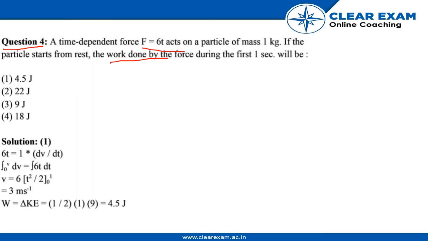We have been given the relation from here. So integration from 0 to v limits dv equals integration of 6t dt. Therefore v equals 6 into t square by 2, with limits 0 to 1. Therefore the answer will be 3 meter per second for the value of v.